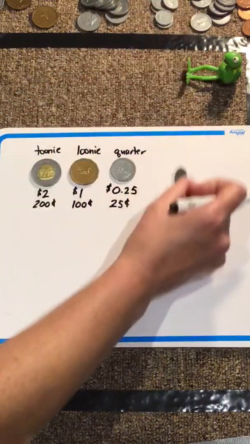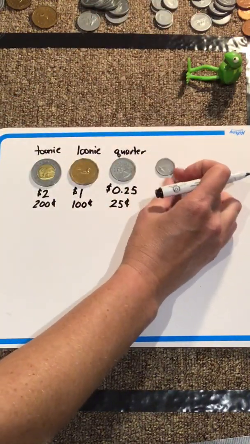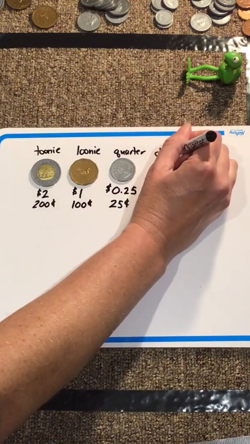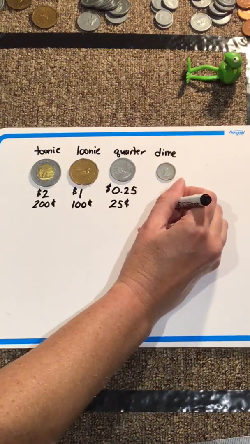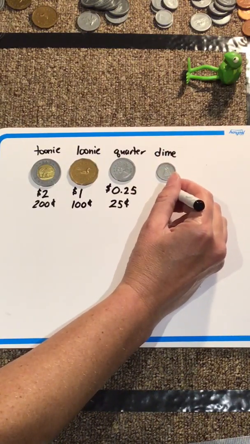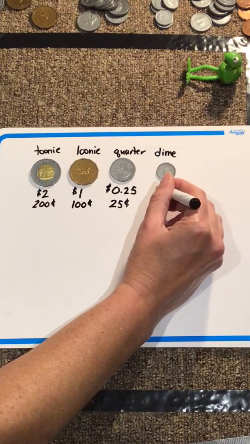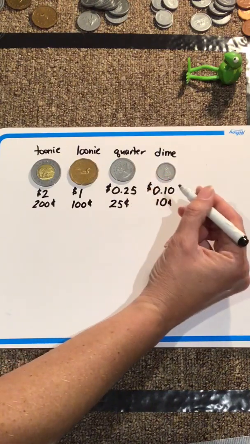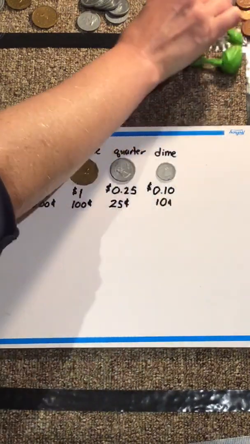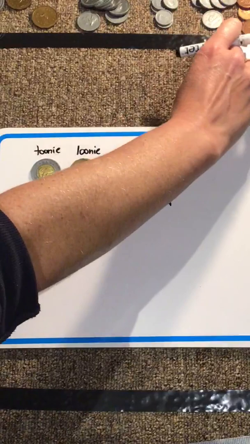Next up, we've got our cute little dime, and it is worth 10 cents. So 10 out of 100 would be worth $0.10, just like that.